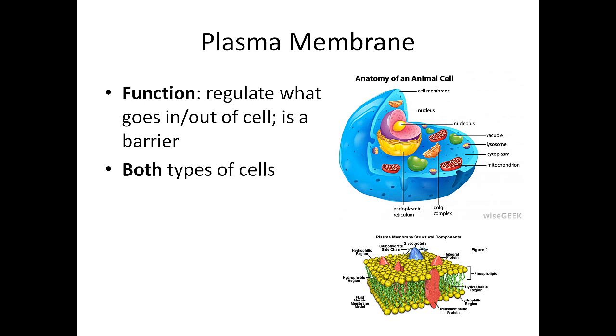Both types of cells, plant and animal cells, have a plasma membrane. And the analogy, it's like a doorman or a bouncer. Just like a bouncer would kick people out of a club or prevent certain people from getting in, that's exactly how the plasma membrane protects the cell. It allows some things in and other things not.